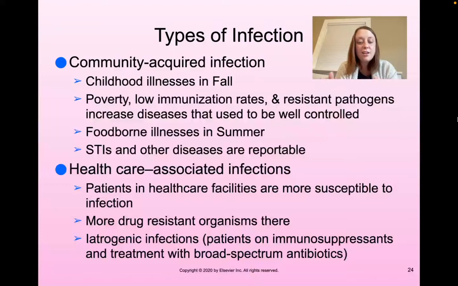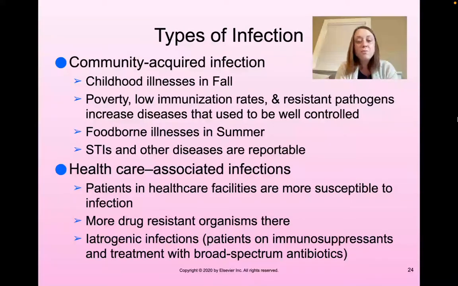Then on the other side of the spectrum, there are healthcare associated infections. Patients in healthcare facilities, like we mentioned earlier, are more susceptible to infection because they're already weakened, because they're there in the hospital or in the nursing home or whatever in the first place. And then there are more drug resistant organisms there for them to be exposed to. Another type of healthcare associated infection is an iatrogenic infection, which is an infection that is caused by the treatment that we give. So, a patient who has an organ transplant and is placed on immunosuppressants so they don't reject that organ is often at increased risk for an iatrogenic infection because of those drugs.